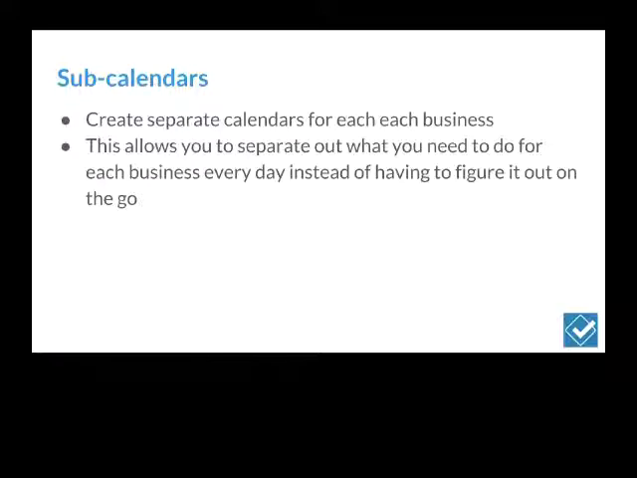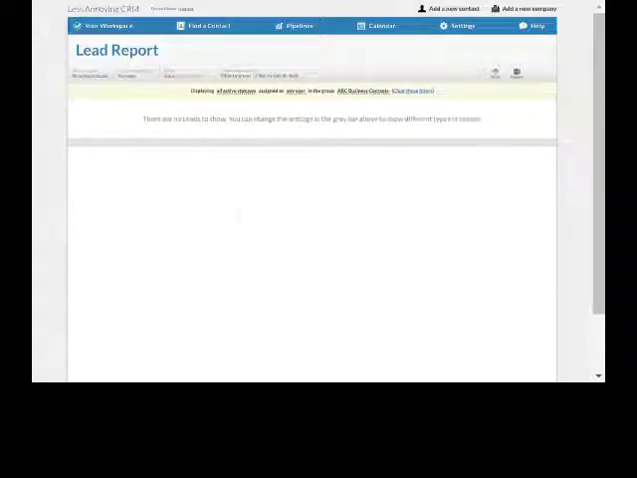You start your day, you want to focus on one, you want to be able to see all of your events, follow ups, and tasks for one business. You want to work on a different business, you can pull that up very easily too. Every calendar in the CRM comes with a color that is associated with that particular calendar. So all your tasks and events in one calendar will be in one color, and a different color if they're on a different calendar.